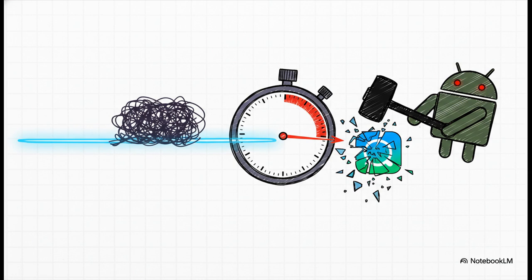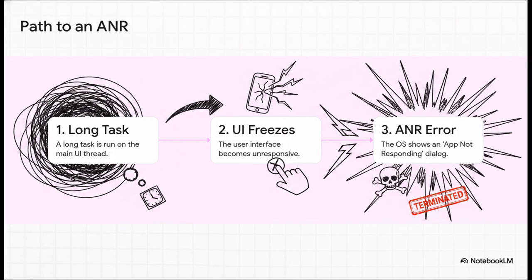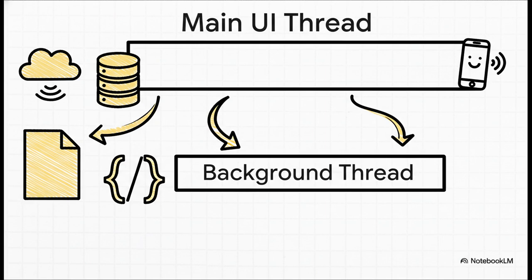If you make it busy with a heavy task for more than 5 seconds, Android's operating system just gives up. It assumes your app is broken and kills it, throwing up that horrible application not responding message. And the path to getting your app killed is so simple it's scary. First, you run a long task on that main UI thread. Second, because that thread is busy, it can't respond to the user's taps, so the entire UI freezes solid. Third, if it stays frozen too long, the OS steps in and pulls the plug. Game over.